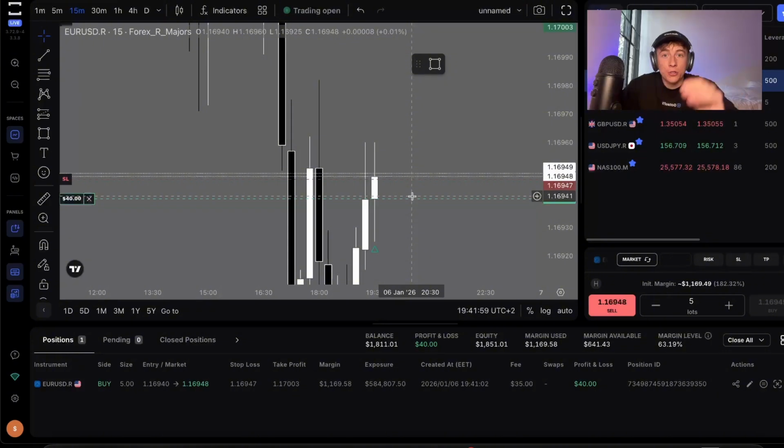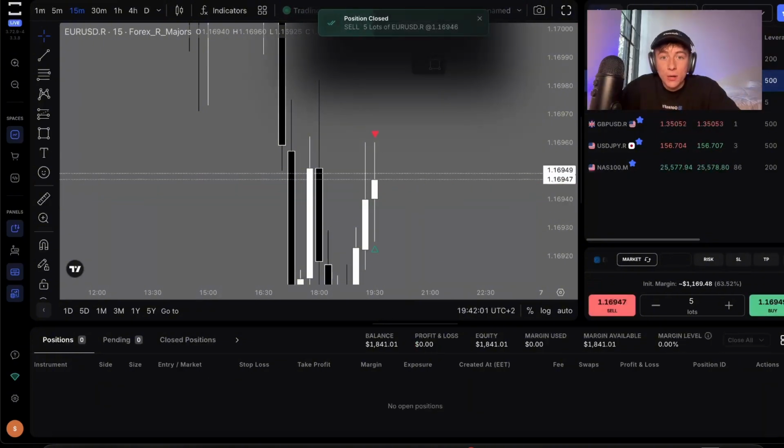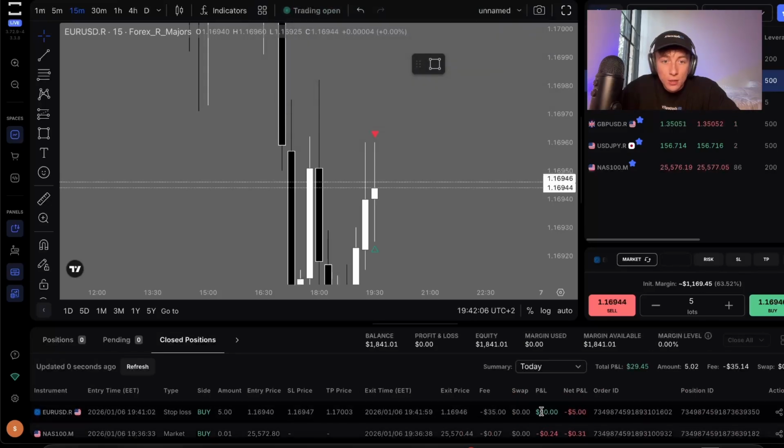So that's why I personally like this broker. They offer really good spreads on forex pairs. So here, closed position, you can see net P&L. I guess it gapped down a little bit, so I didn't get the full $35 from my break even. I got $30. And so I'm down $5 on this trade because the commission was $35. But that's because I placed 5 lots.